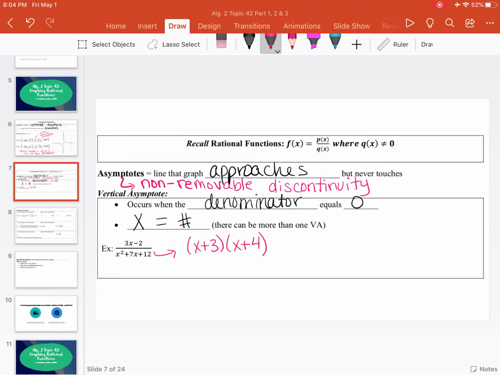times x plus 4. Setting them both equal to 0 to figure out what x cannot equal, that would make the denominator equal to 0 and ultimately undefined. So here we can use the zero product property. x can either equal negative 3 or negative 4 in order to make the denominator equal to 0. So these are our vertical asymptotes.